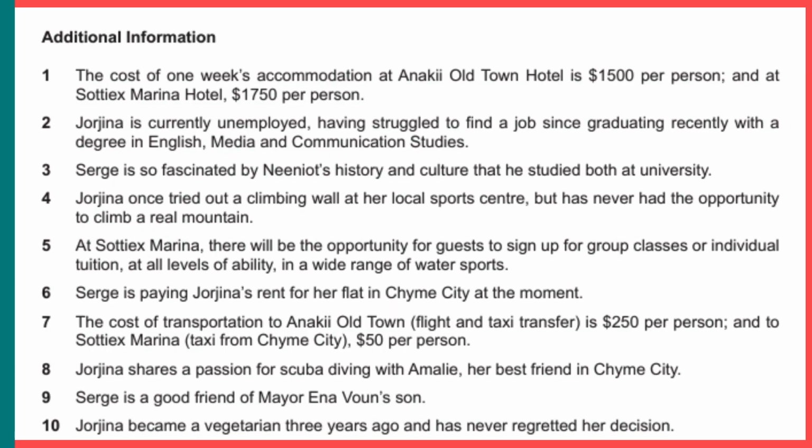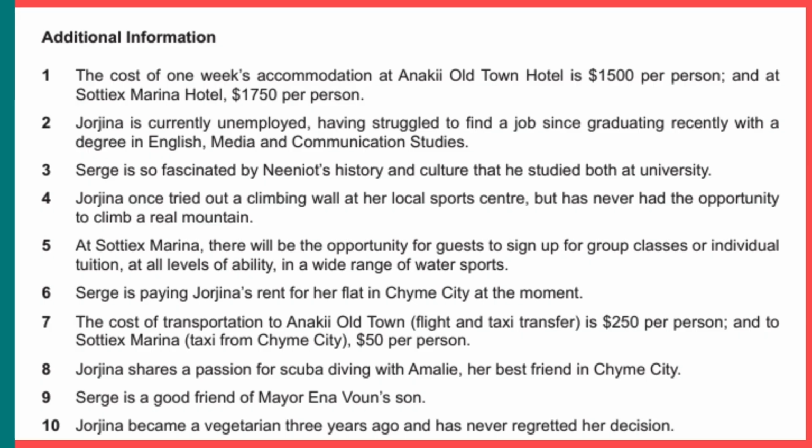Let me remind you what we're looking for here. All the points that are related to Georgina and Sortex Marina. So AI1 says the cost of one week's accommodation at Anaka Yorton. It has nothing to do with Sortex Marina as well as Georgina. AI2 says Georgina is currently unemployed, which has nothing to do with Sortex Marina. And AI3 says Serge is so fascinated, it has nothing to do with Georgina as well as Sortex Marina. AI4 says Georgina once tried out a climbing wall at a local sports center. It has nothing to do with Sortex Marina.